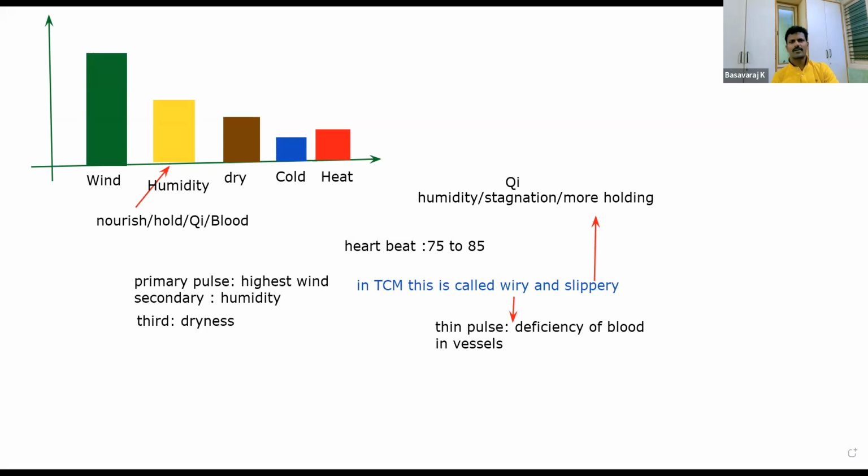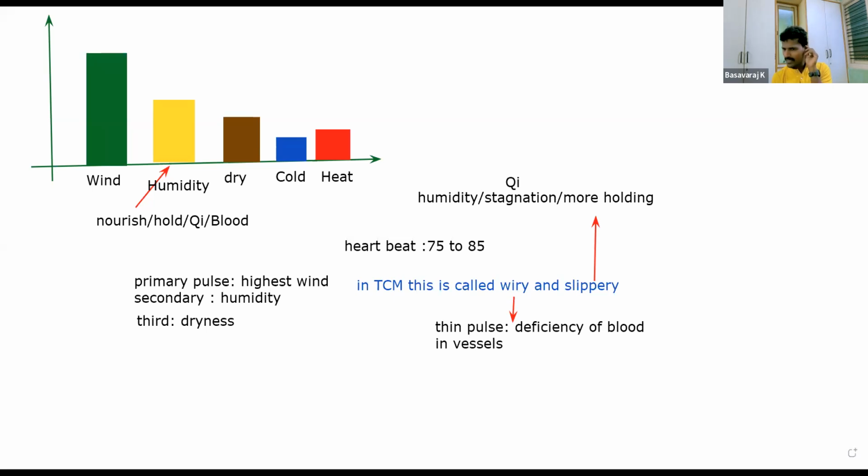if it is there with the wind, what we explained, when there is a combination of wind and humidity, it is called a wiry slippery pulse. It is indicating either chi stagnation or a blood deficiency. This person's chances of cholesterol are very less, or diabetes.